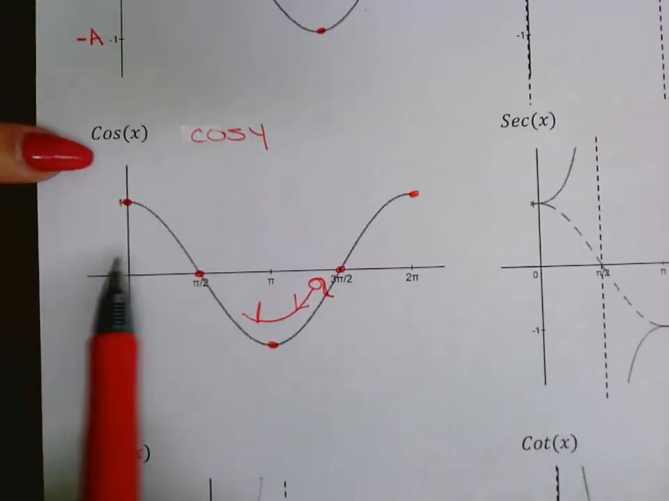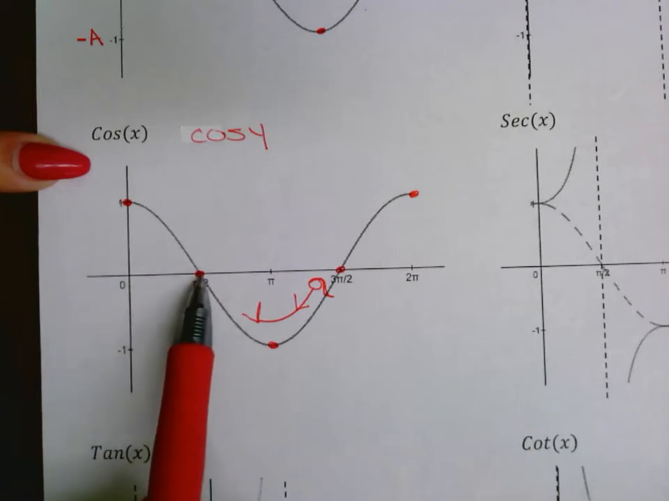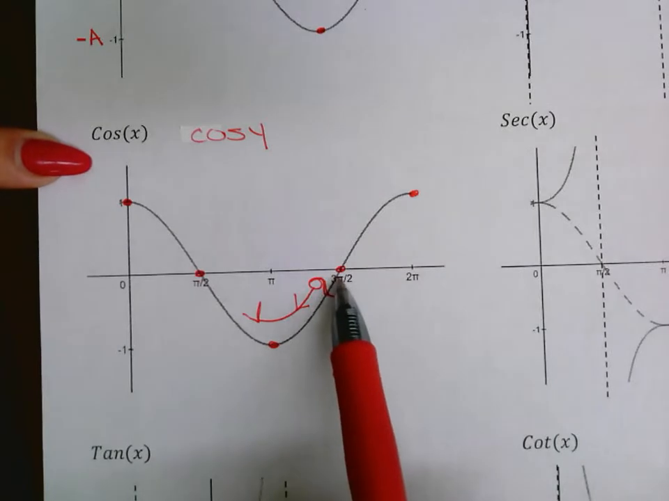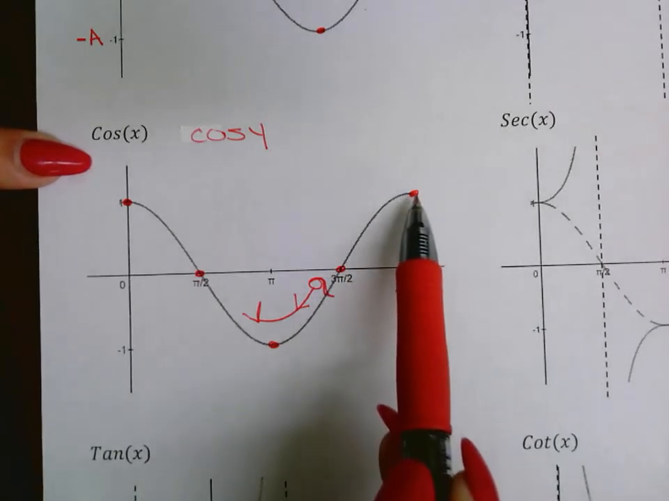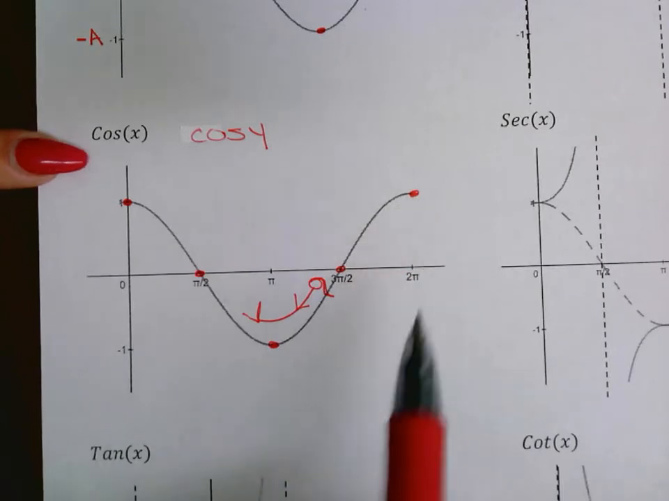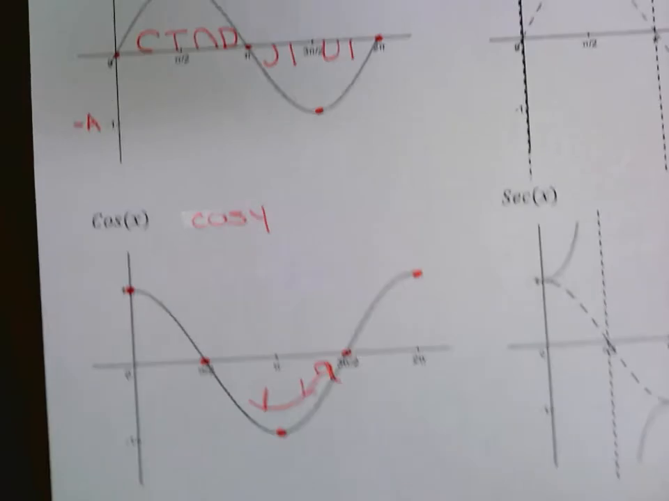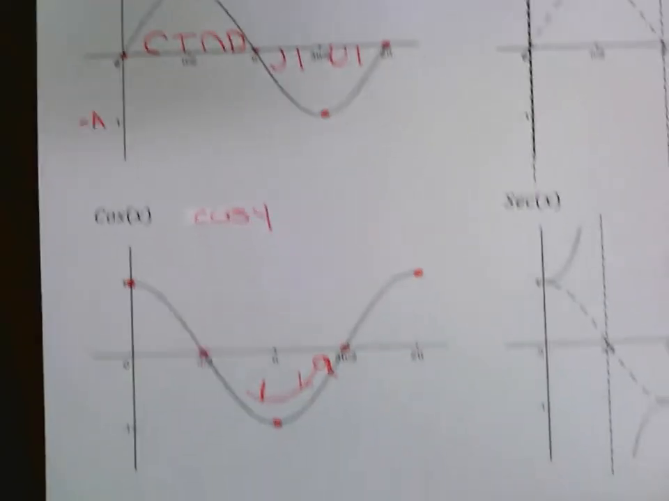Okay? Same thing for cosine. Cosine of 0 is 1. Cosine of pi over 2 is 0. Cosine of pi is -1. Cosine of 3 pi over 2 is 0. And cosine of 2 pi is also back to 1. So if you ever get stuck with these, maybe you can relate back to the unit circle. How are we doing with these two? Good? All right, let's move on to tangent.